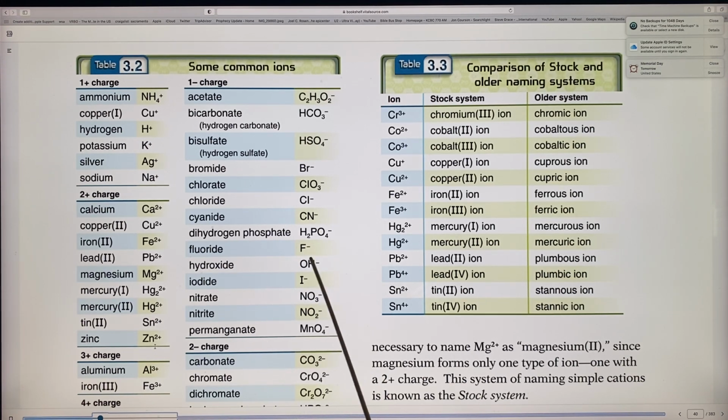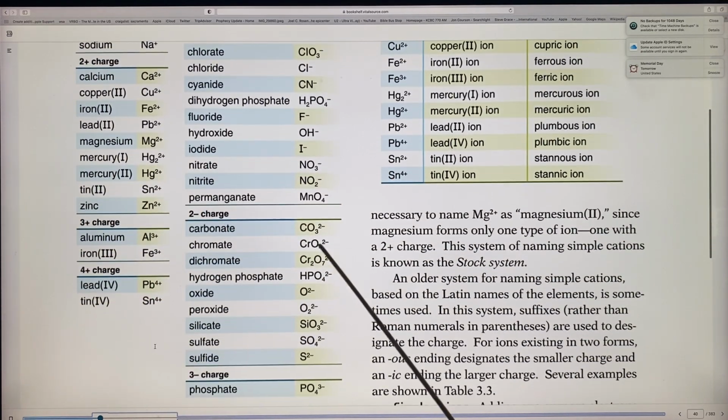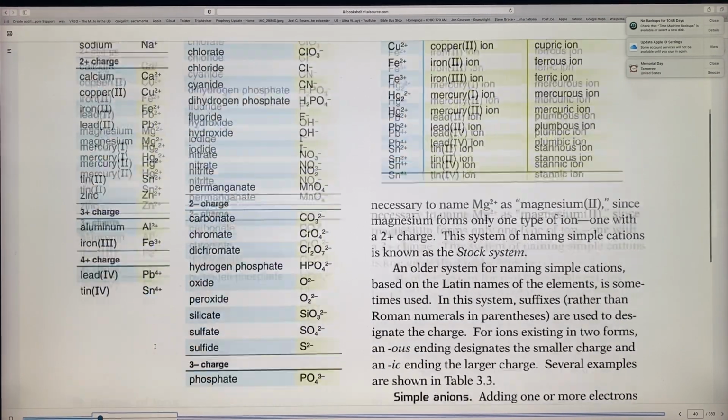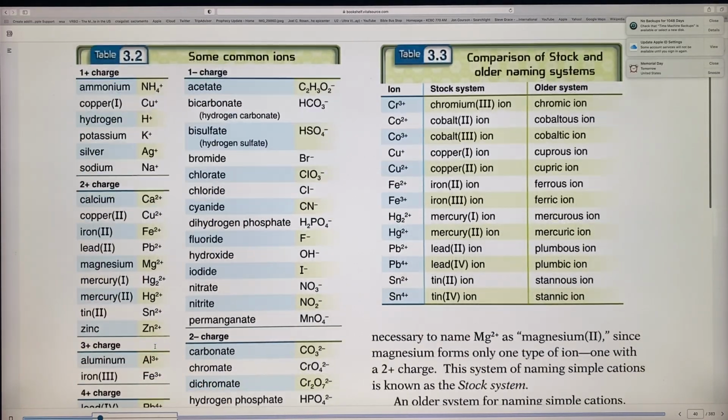This is the hydroxide ion that we've been dealing with, right? Here's phosphate right here. And on down, we have carbonate. Another, this is hydrogen phosphate down here, depending on the ions. These are two charges down here: sulfate, sulfide, silicate. All of these are what we're going to be dealing with when we're trying to label.